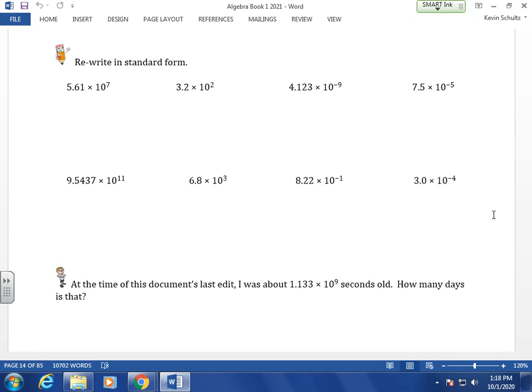The last one, our first opportunity for a little fun fact from my avatar there. At the time of this document's last edits, I was about 1.133 times 10 to the 9th seconds old. Okay? So if you use scientific notation, apply it to that number, that's how many seconds old I was. It's a big number because seconds don't last very long, and I'm pretty old.